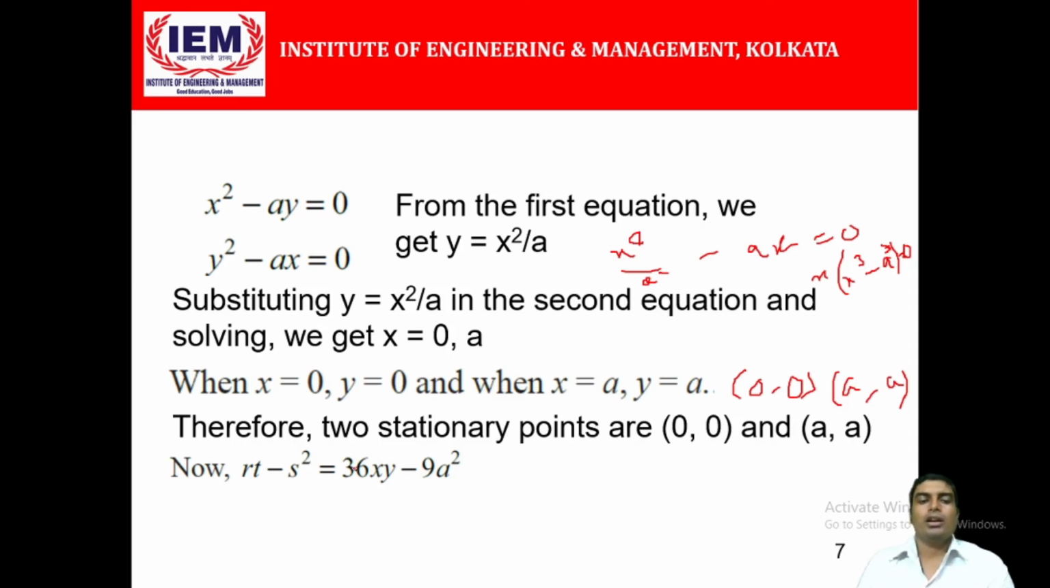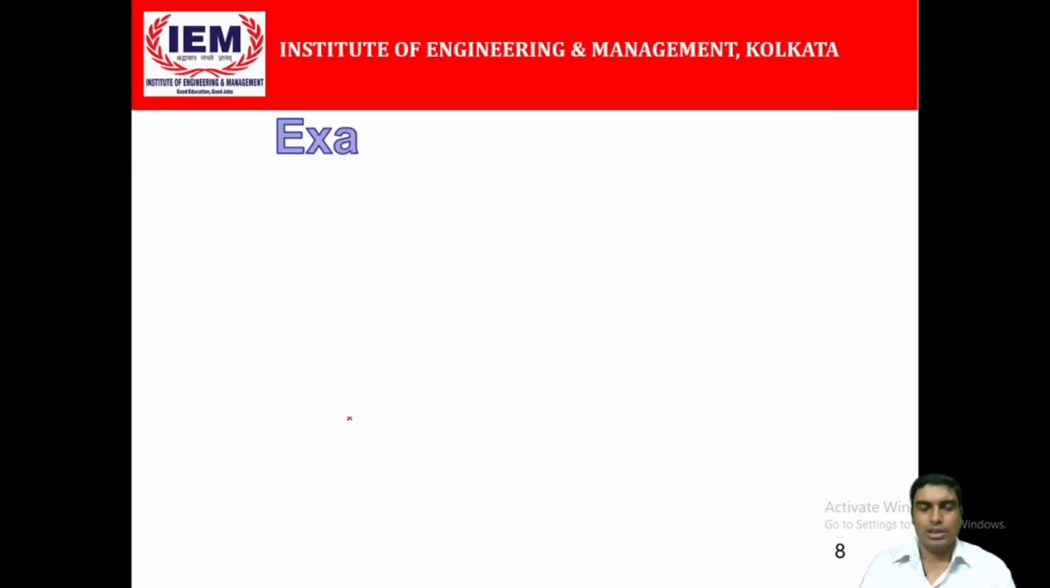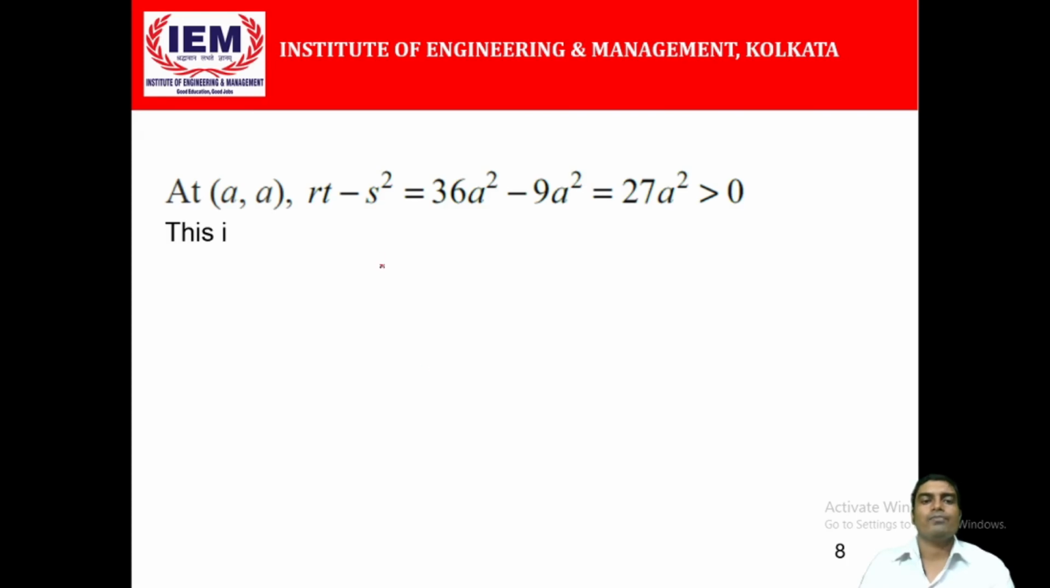So here now we'll put x equal to 0, y equal to 0. If I put x equal to 0, y equal to 0, this value will be negative, right? So I can say that at that point this function has a saddle point, neither maximum nor minimum, no extreme value. Now what about (a, a)? If I put a in this equation, then we'll get rt minus s square is positive, right?